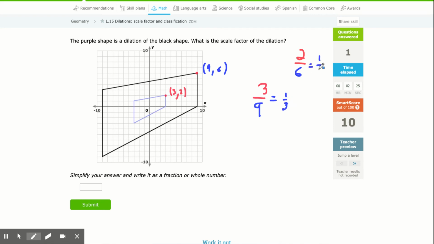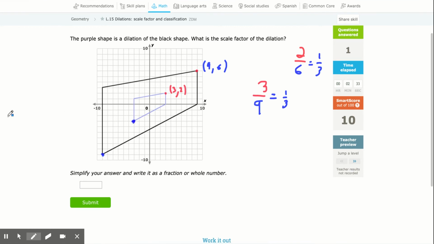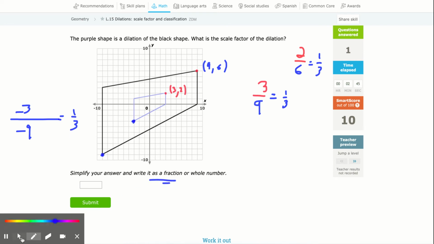And you would find that same scale factor if I'd used this point here and this point here. In other words, what is this x value for that point? Well, it's -3. What's the x value for this point? It's -9. And what does that reduce to? Well, it reduces to 1/3. And you'll notice they want you to write it as a fraction. So I type in 1/3.